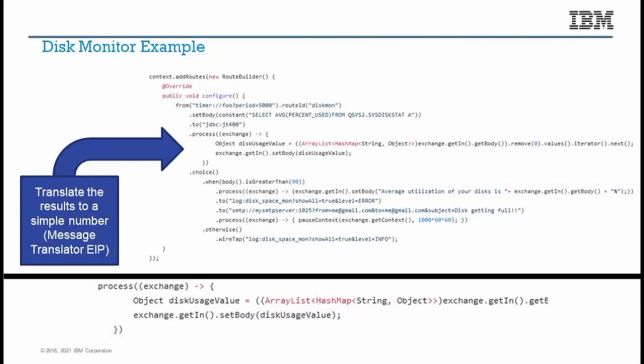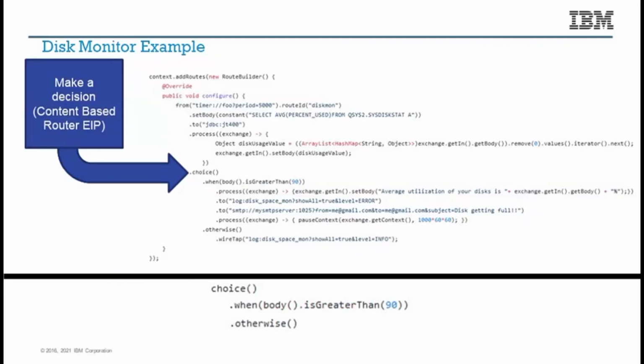And so I actually have my own little custom Java code that I injected here to translate that. It's actually a message translator EIP. Take that message and just pull out the value that I need. I know my result set has 1 row. I know that 1 row has 1 value. And so all I'm doing here is I'm just saying, okay, take the message, pull out that first value, and set just that first value as the new message as I send it down the route. And so at this point, my message body just has a number in it, which is how full my disks are.